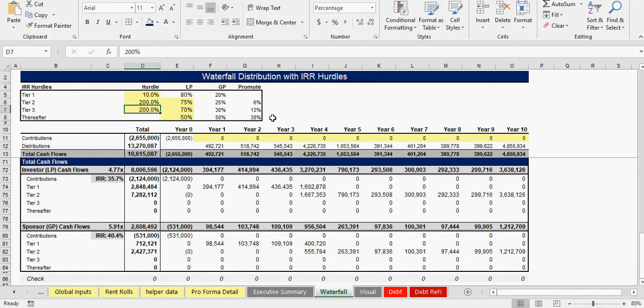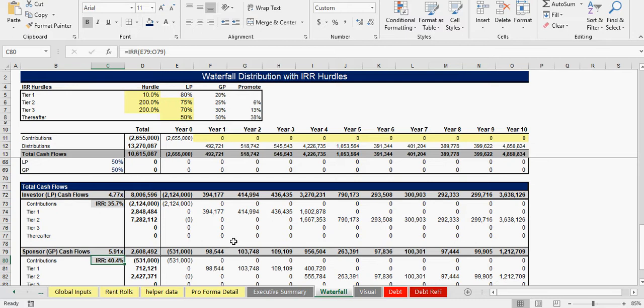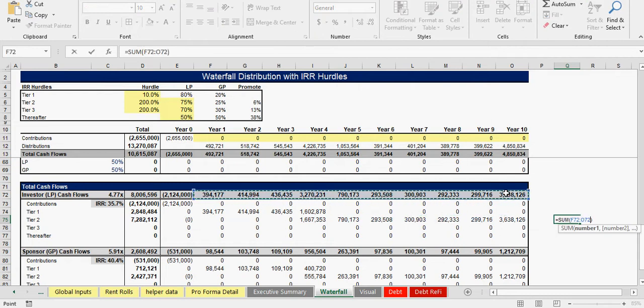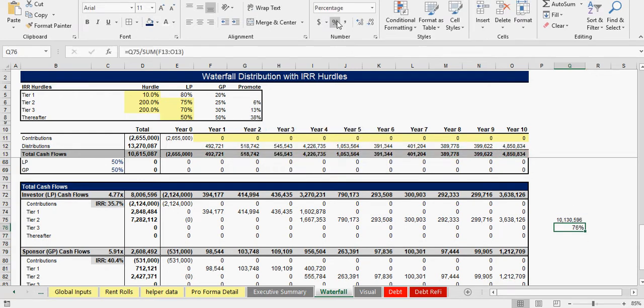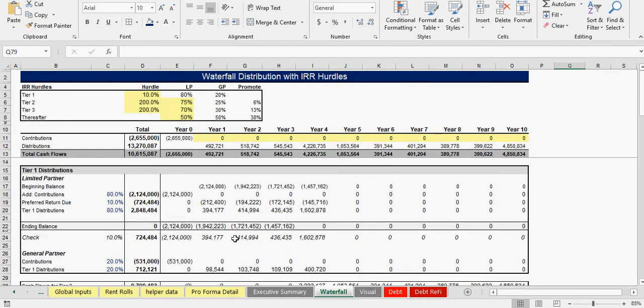Let's go even higher. Just still a little bit higher because of the equity put in versus what's returned. I'm trying to think. So total cash is 13,270,000. So this should be 80% to the investor. Just want to check this. It's 76%. So something must be going on. What am I missing here? Because it should be an 80-20 split the whole way.